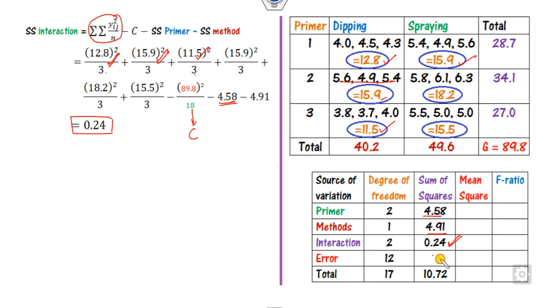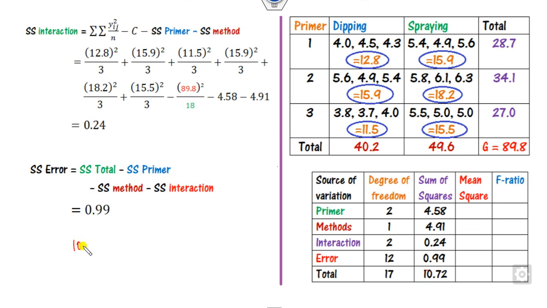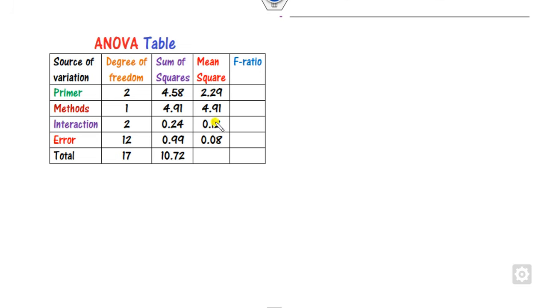Now finally, how can you compute this number? This plus this plus this plus this is equal to this, so you can subtract this number from here. That is my 10.72 minus the sum of these elements, you will get here. Once you get this table, the rest of the calculation is very simple. You can find this number as 4.58 divided by the degree of freedom, 4.91 divided by its degree of freedom, 0.24 divided by its degree of freedom, 0.99 divided by its degree of freedom, which is 12. After the calculation you will get these numbers here.